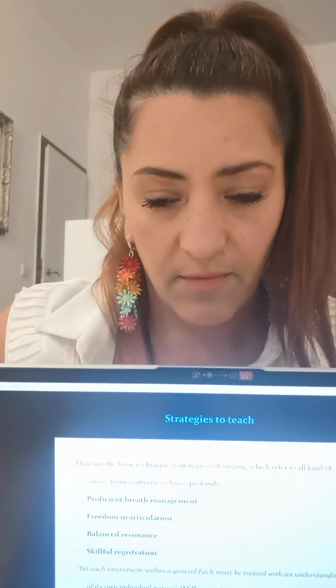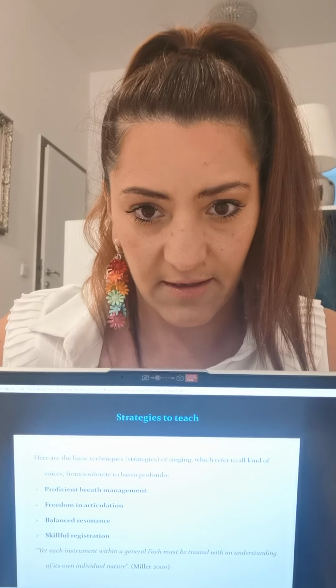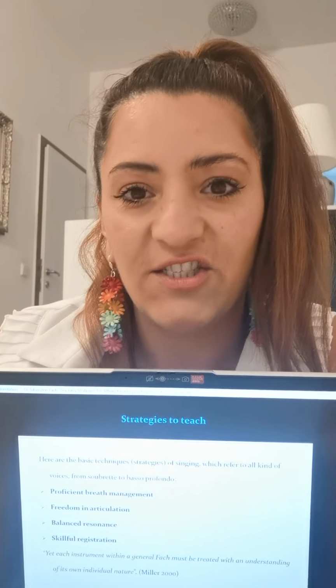Okay, so above all, no matter if it's male, female, and voice type, there is vocal freedom. And vocal freedom will find itself and it will determine the Fach. So if your student has vocal freedom, is resonating free, then this is his Fach and this is his tessitura. Now let's make it a little bit more detailed, okay? Here are, in my opinion, the strategies to teach.